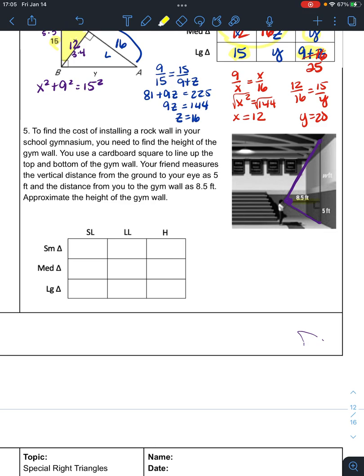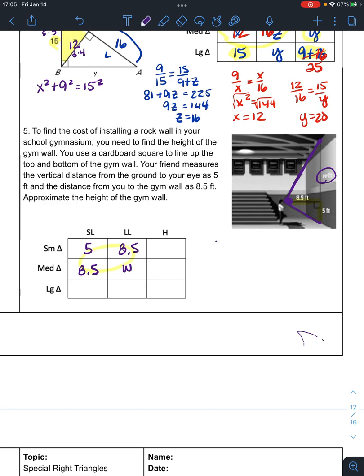Then what you would do is you'd have somebody measure your distance from the wall, which is 8.5 feet, and then the height of your eyeballs. You need that. And then what you can do is you can find W. The reason you can do that is we've got our small triangle. It has a short leg of 5 and a long leg of 8.5. We don't have the hypotenuse. Then we also have the short leg of the medium triangle is 8.5, and the long leg is W.